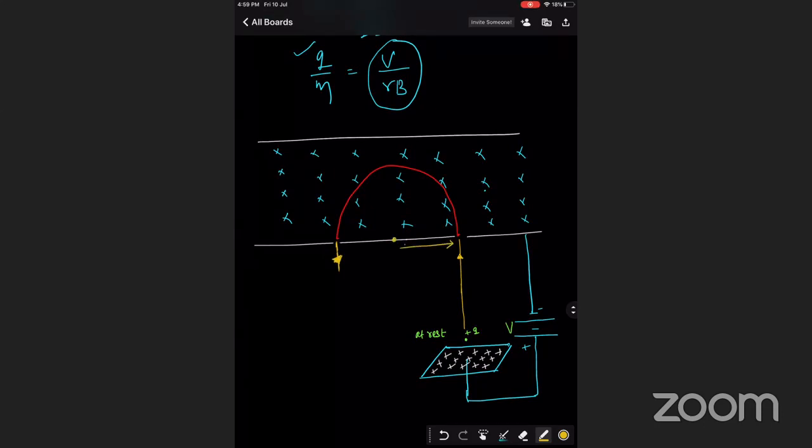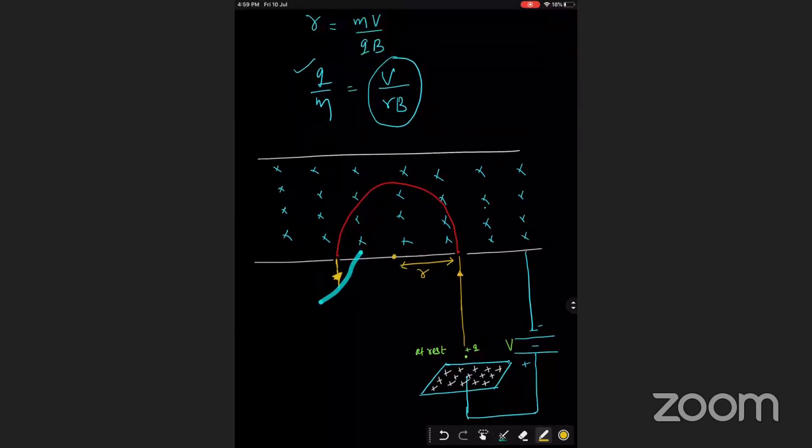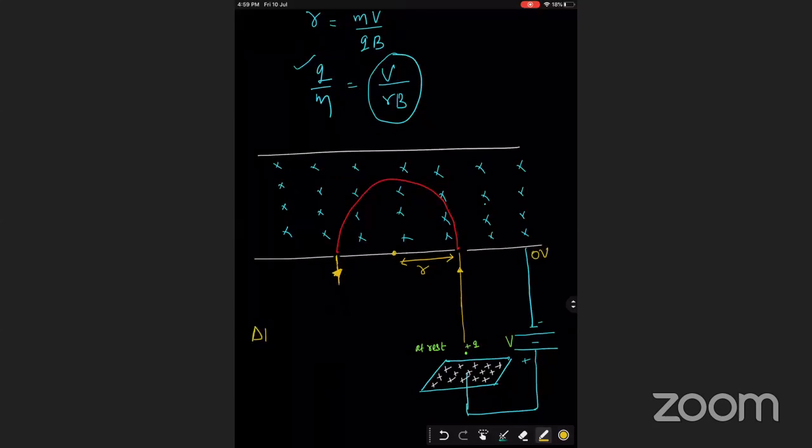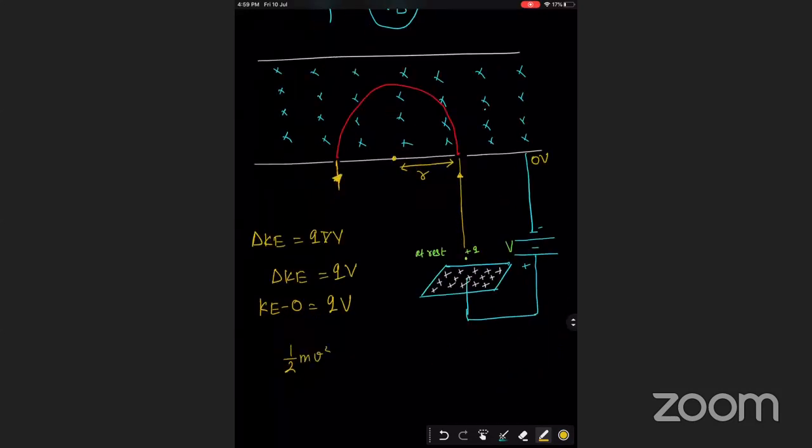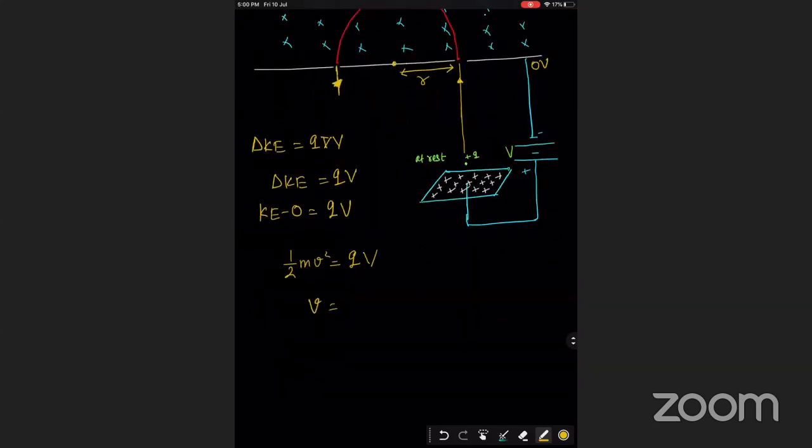Yes or no? Yes, sir. But how do you know the velocity? How will you get the velocity? Very easy. Here the potential is 0 volt, here the potential is V volt. So the increase in kinetic energy is q delta V. Initial kinetic energy was 0, so now its kinetic energy is qV. One by two m v square is equal to qV. You will get the velocity very easily. You got velocity as root of 2qV by m. Any doubt? No, sir. Okay.